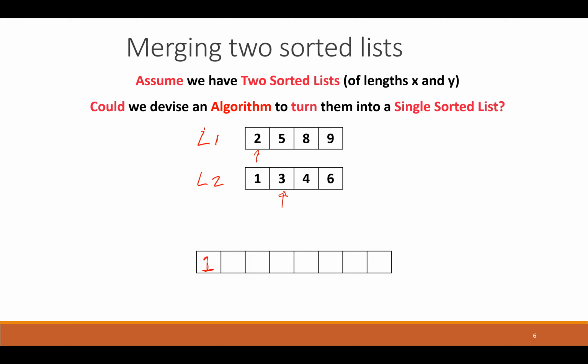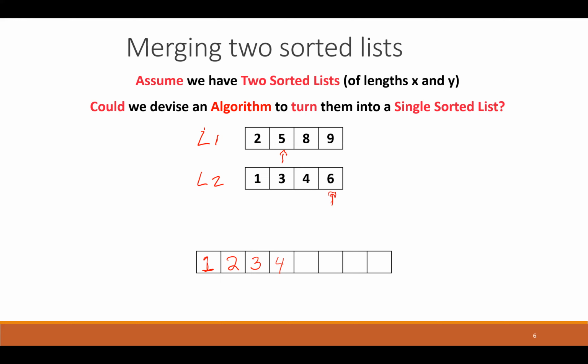At this point, 3 is the next smallest item in list 2. 2 is still the smallest item in list 1, and if I compare the two of them, 2 is smaller than 3, so I'm going to write 2 down next, and then I'm going to update this pointer. I compare 3 to 5. These are the two smallest elements I have left. Well, 3 is smaller, so I'll put 3 down next. I compare 4 to 5. 4 is smaller, so I'm going to put 4 down next.